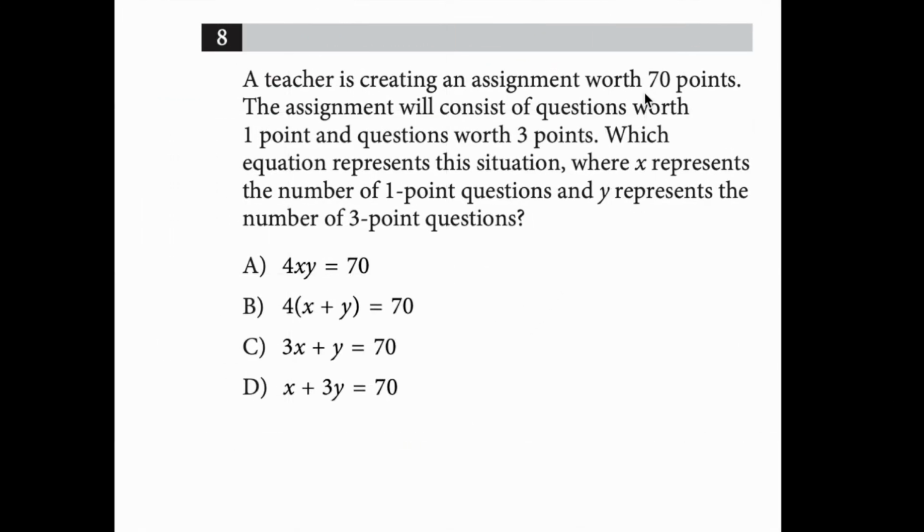An assignment is worth 70 points. The assignment will consist of questions worth 1 point and questions worth 3 points. Which equation represents the situation, where x represents the number of 1-point questions and y represents the number of 3-point questions? So we have x, which is the 1-point questions, 1x plus y times 3, which is 3y, equals the total number of points, which is 70. So it will be x plus 3y equals 70. So the answer is D.